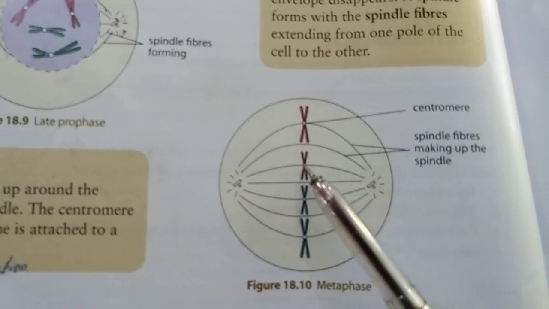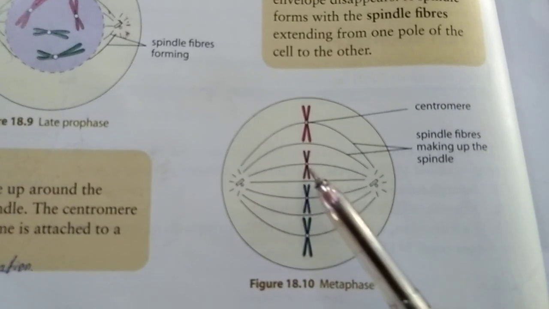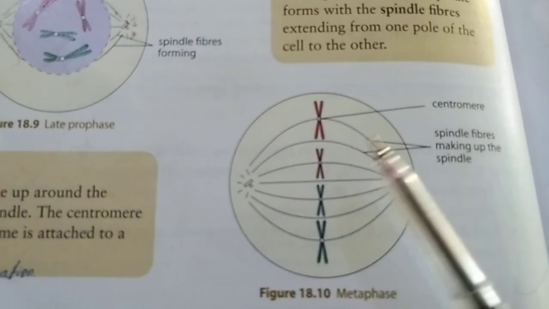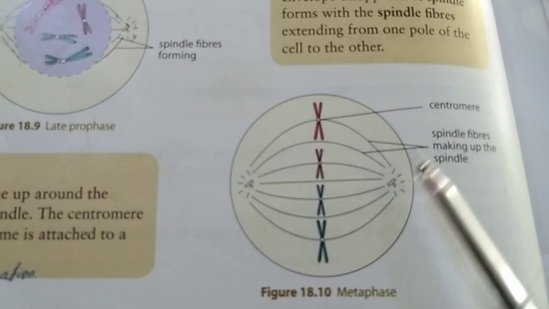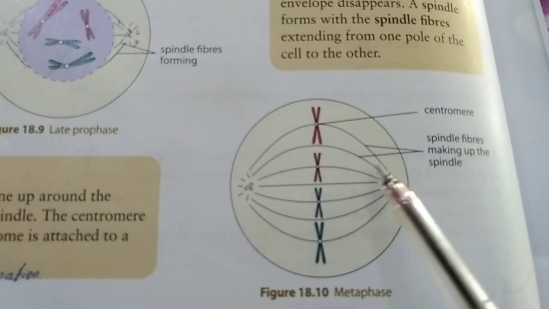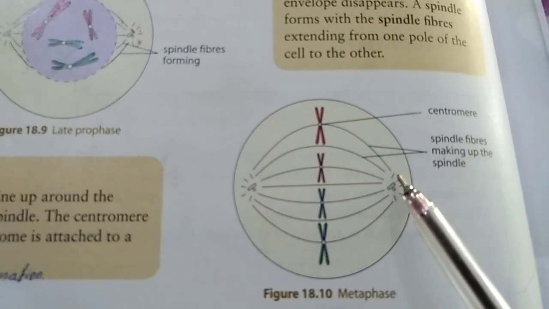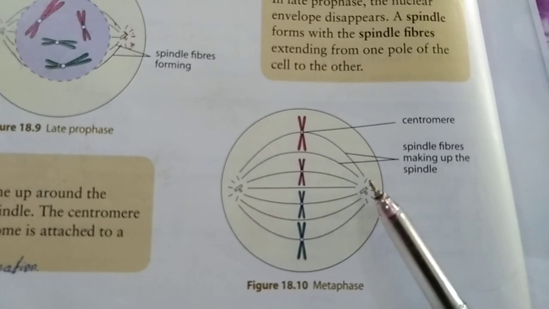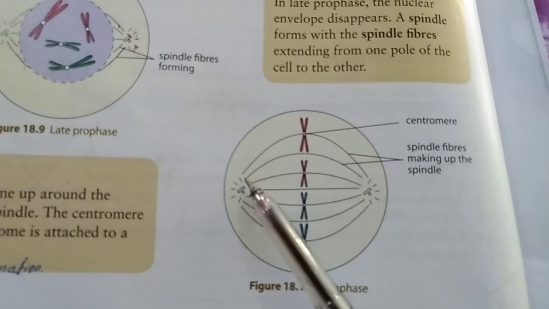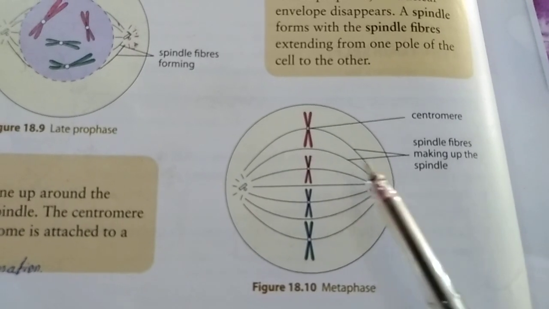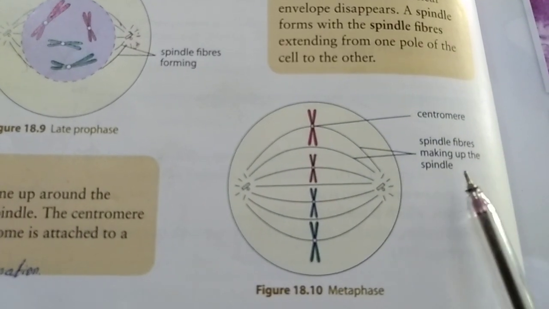These spindle fibers are attached to the point of the centromere. That point is called the centromere. The first microtubule structure is called the aster. Then when it becomes a large thread-like structure, it is called a spindle fiber, making up the spindle.